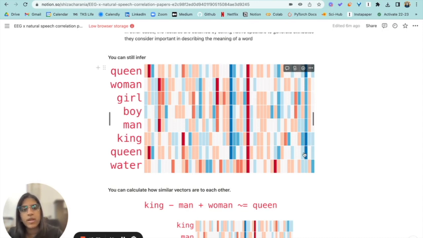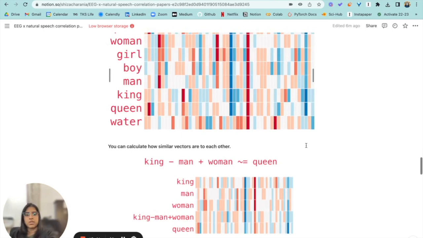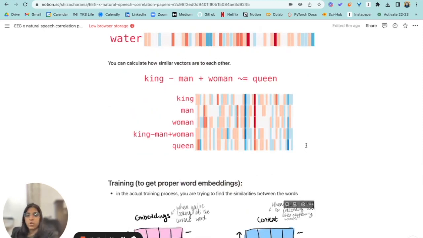So king and queen would have something about the same color. You can still infer, you obviously wouldn't know for sure, but you can just infer based on how similar these vectors are to each other. And you can also do mathematical operations with this.